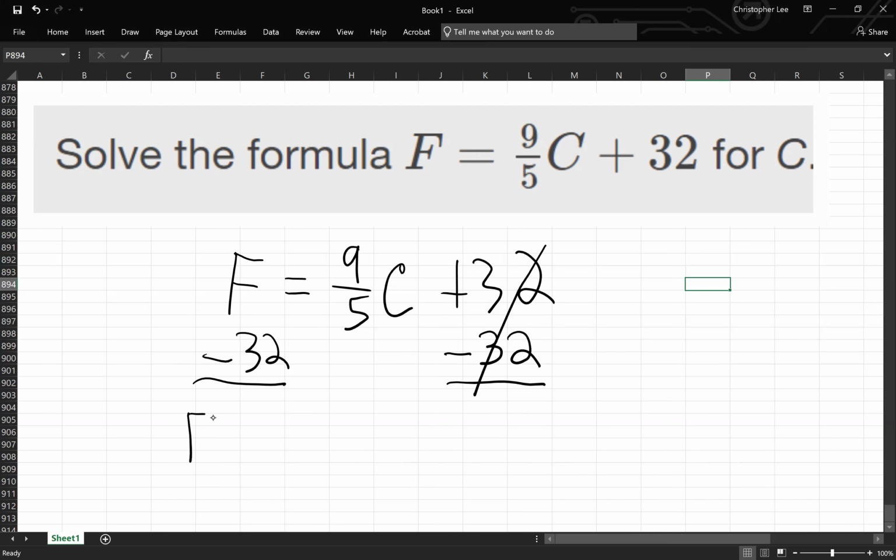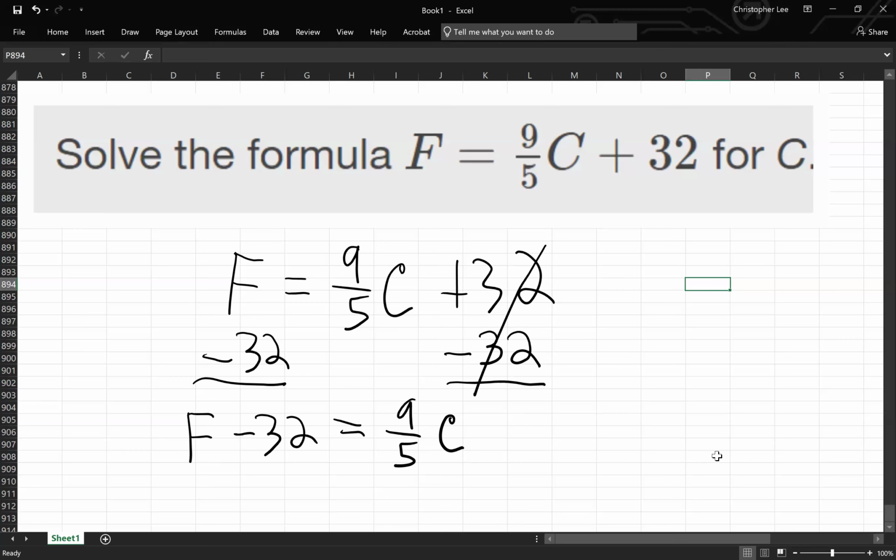So now I have what? Fahrenheit minus 32 is equal to 9/5 times Celsius. All right? Because that's what's being added to it, right? I can't touch multiplication until I undo addition and subtraction first. So it's reverse PEMDAS when you're trying to solve for a variable.